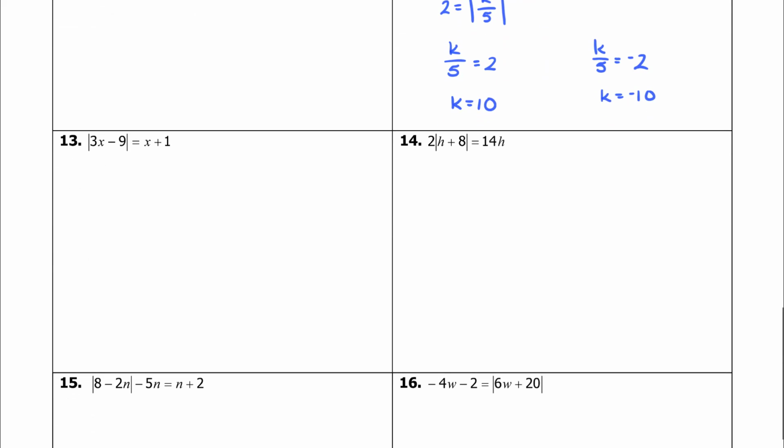14 is the interesting case because we do have an extra step at the end of number 14 before we can say that we're finished. First, we divide everything by 2. And that's going to give me the absolute value of h plus 8 equals 7h. And now I can do my two cases. Here I want to subtract h on both cases. I'm going to get all my h's together.